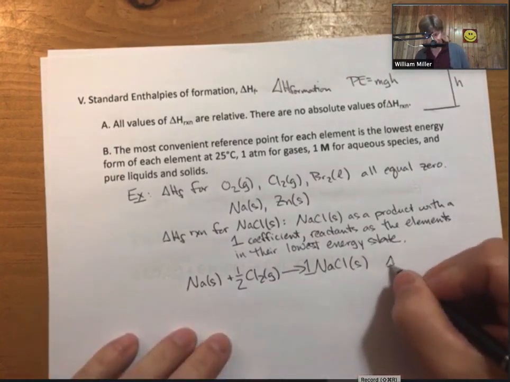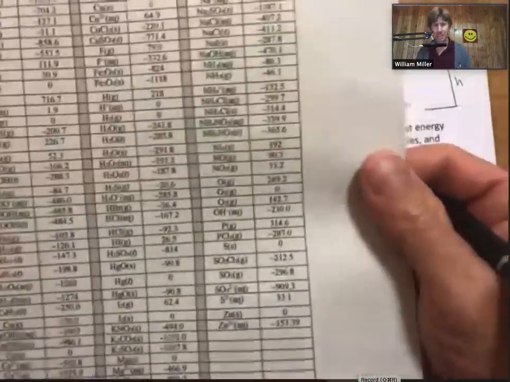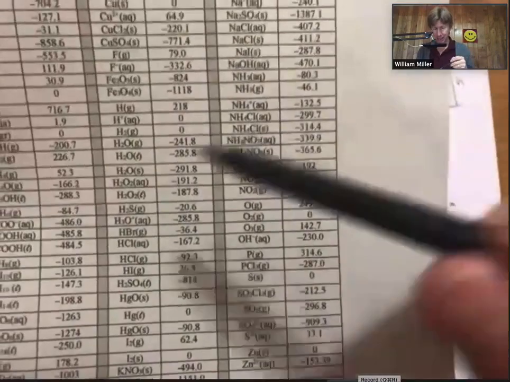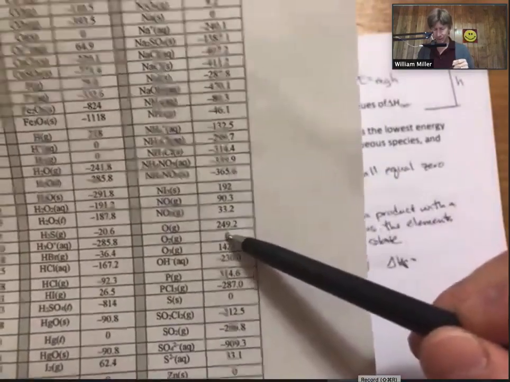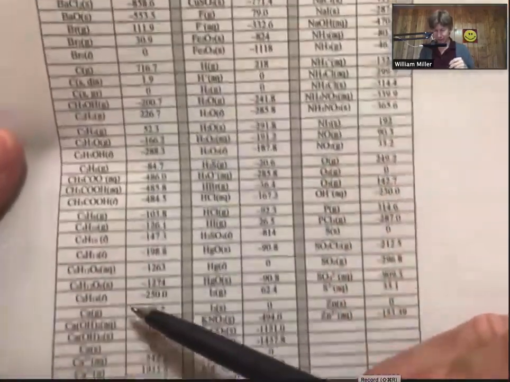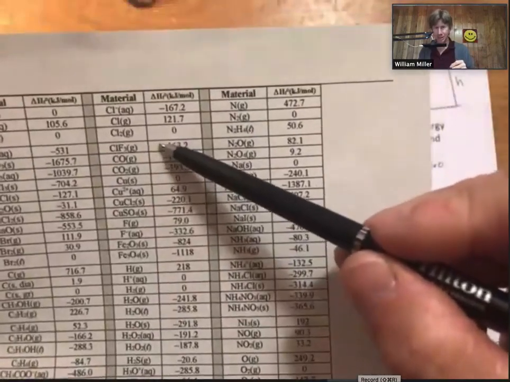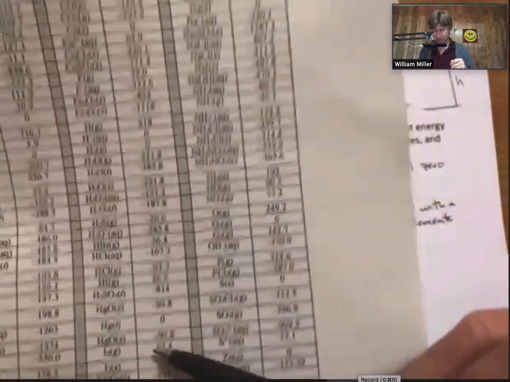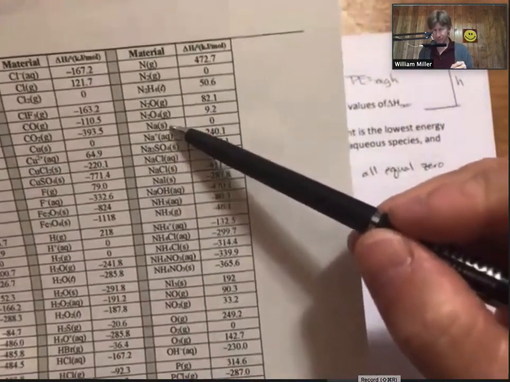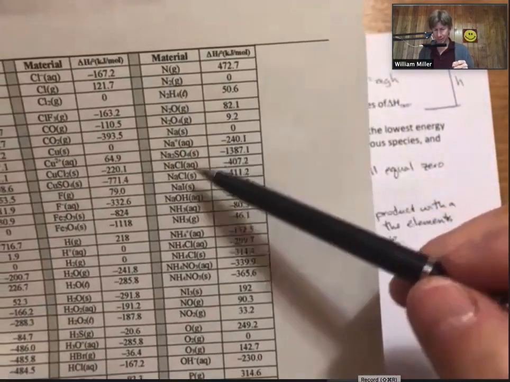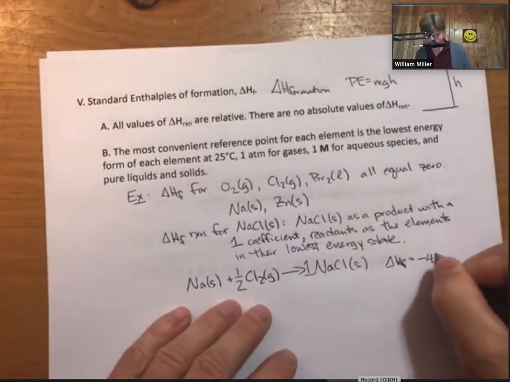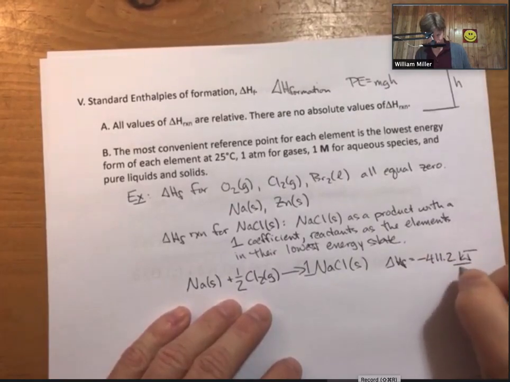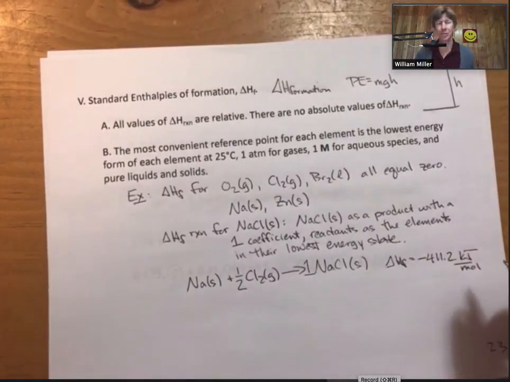The delta HF values, those are what are tabulated over here. We can see, let's see, H2 is zero, O2 is zero. Let's see if we can find Cl2 on here. Cl2 is zero, sodium solid is zero as well, and sodium chloride solid is minus 411.2. And the units of all those on that table are kilojoules per mole.